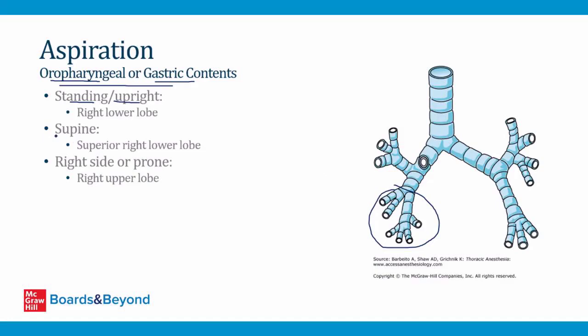On the other hand, if the person is supine, so they're lying on their back, then it still usually goes to the right lower lobe, but it tends to go up to the superior portion, or the uppermost portion, of the right lower lobe. And then finally, if the person aspirates when they're lying on their right side or they're prone on their stomach, in these cases, the aspirated contents tend to go to the right upper lobe. Now, in actual practice, I've seen people aspirate in the hospital and all different lobes of the lung can be involved. So these rules are by no means fast and true all the time. These are just the most likely lobes of the lung to be involved when a person aspirates like described here.